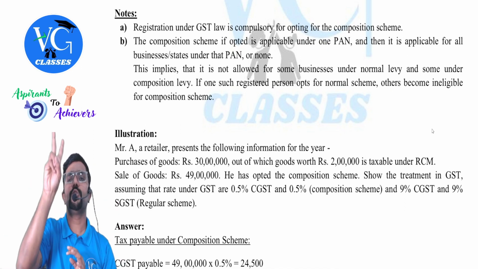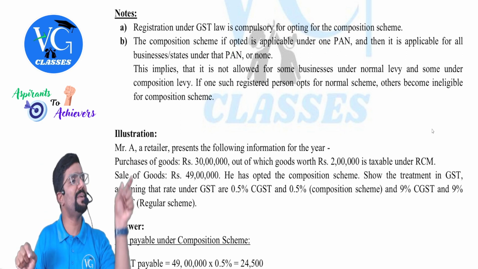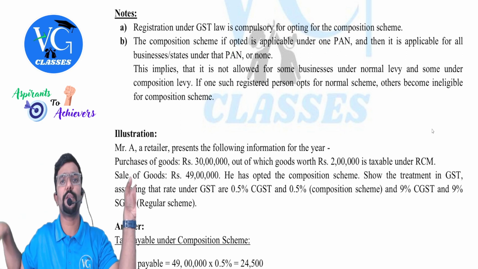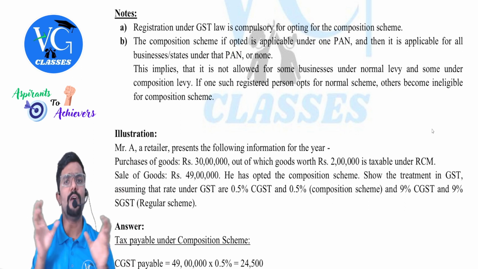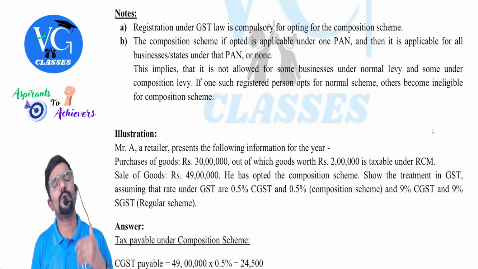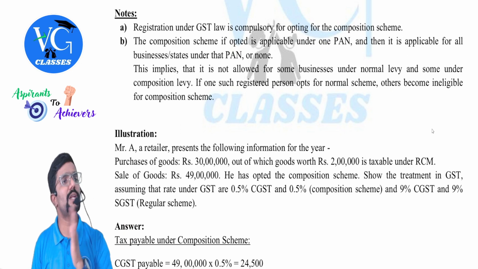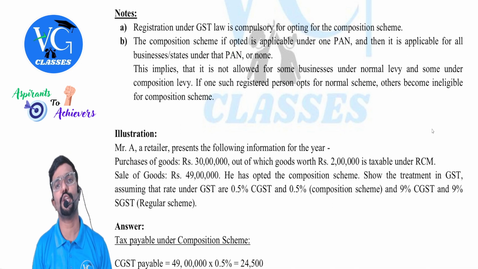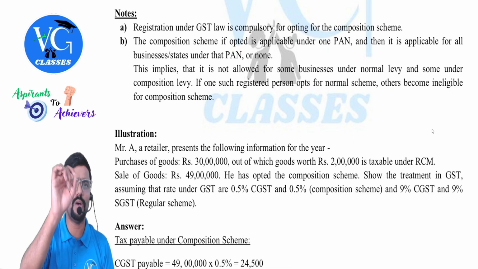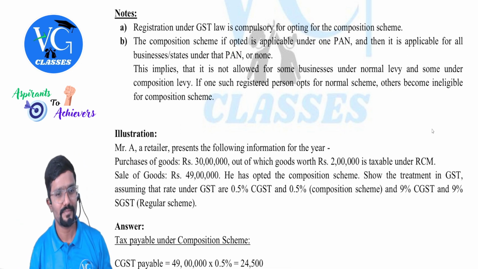Or else, sir, I have 2 businesses. One business I want to keep under section 10, and one under section 9. Is it possible? No, sorry, you cannot. Or else I am supplying 2 goods. For one I want to follow section 10, for another section 9. Is it allowed? No. Both have to be either under section 10 or both under section 9. So I had told one simple sentence: all in or all out. That's all.